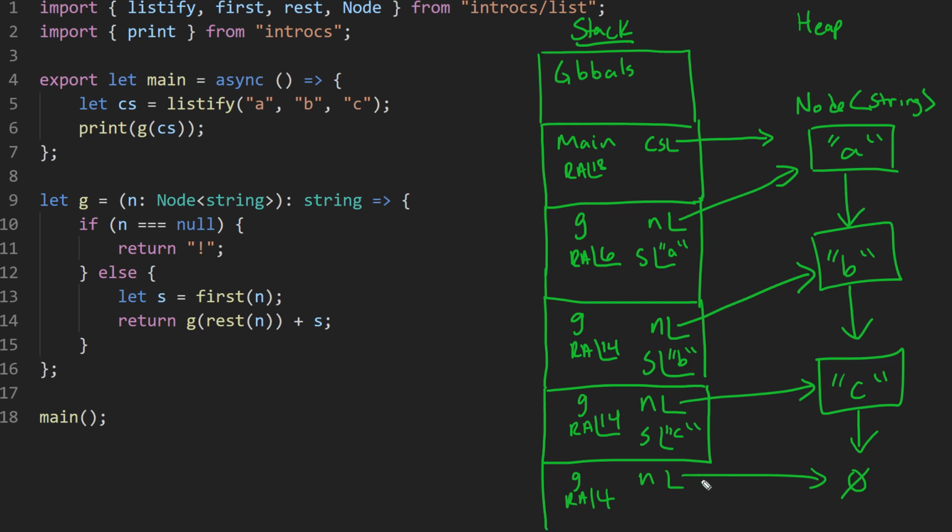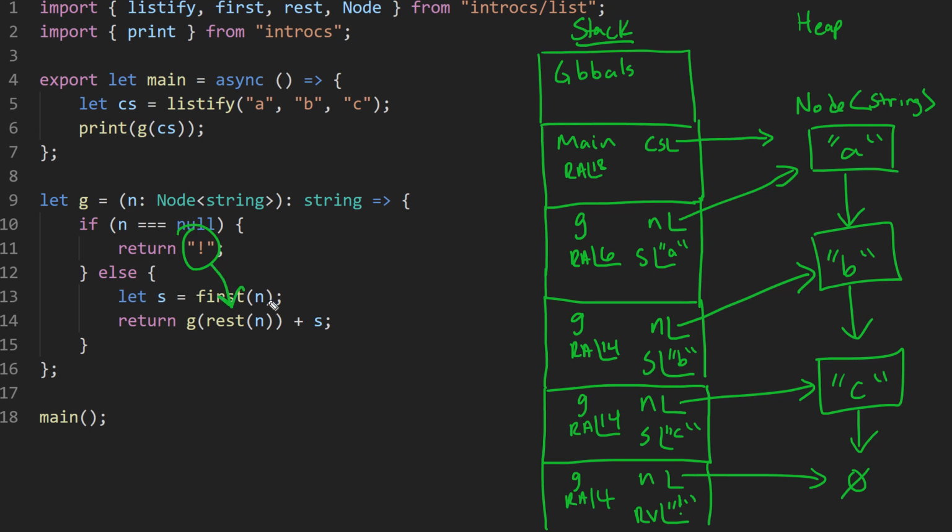This time around, we now hit the base case because N is null. And so here we're saying the return value of this frame is, and I'm going to write it over to the side here, the return value is exclamation point. So it's the exclamation point. Where are we returning the exclamation point to? We're returning it to line 14.